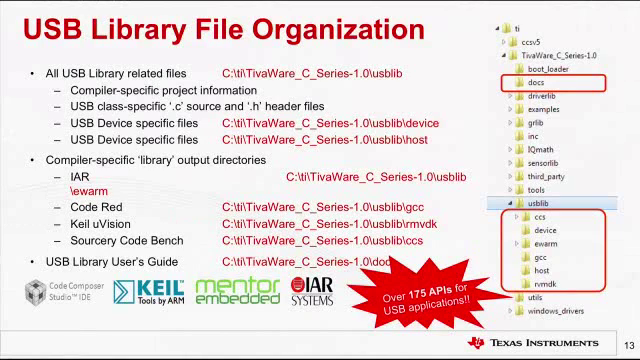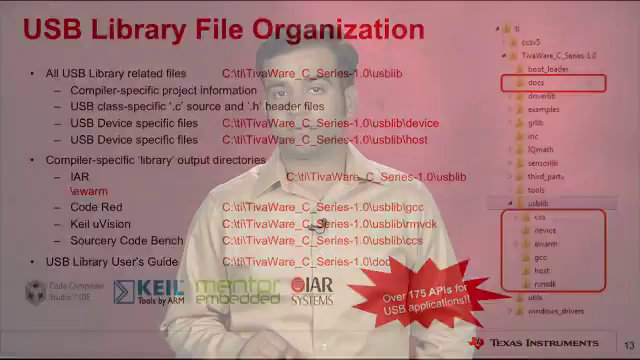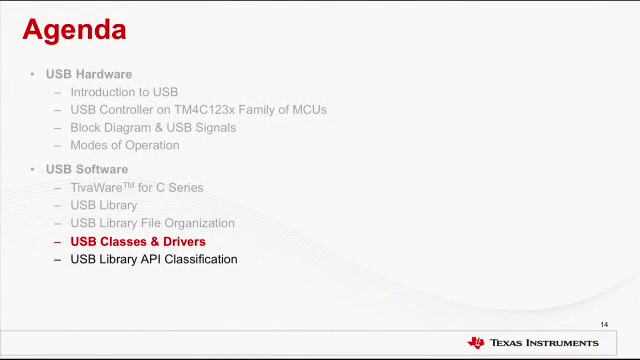We also provide compiler-specific pre-compiled libraries for different tool chains. These pre-compiled libraries are located in the respective directories of each tool chain. The directory paths are shown on the screen. Inside the USB library folder, the USB device specific and host specific files are located in device and host folders. Now let's take a look at the different USB classes.